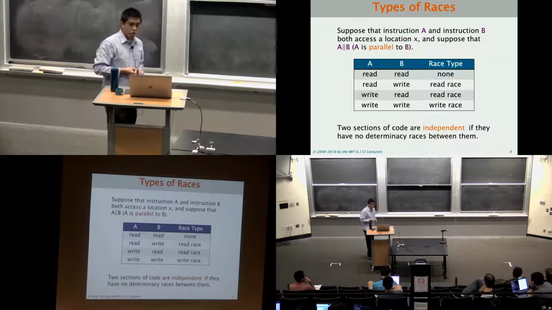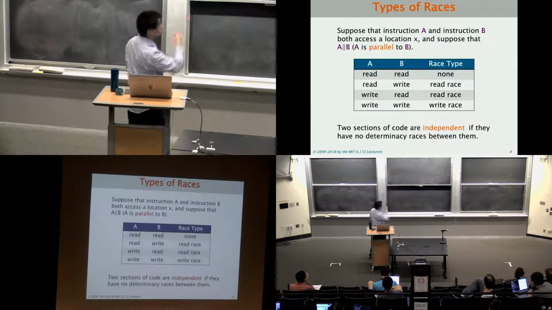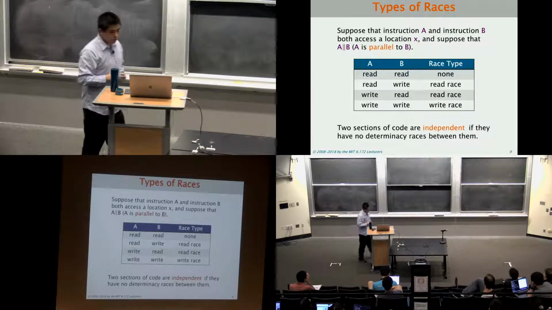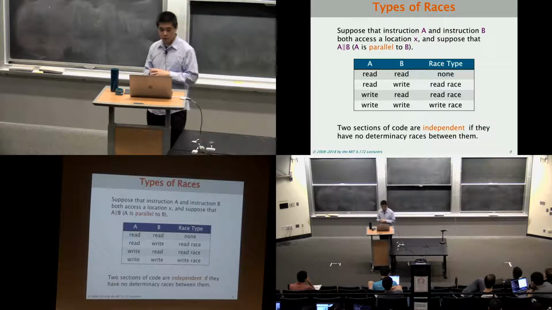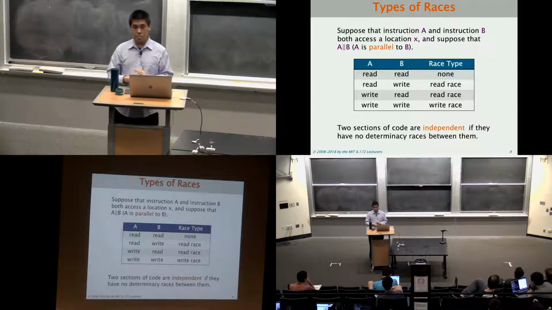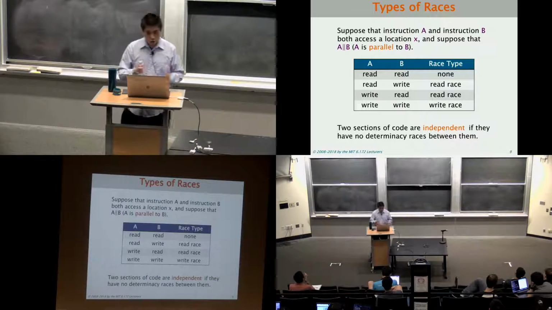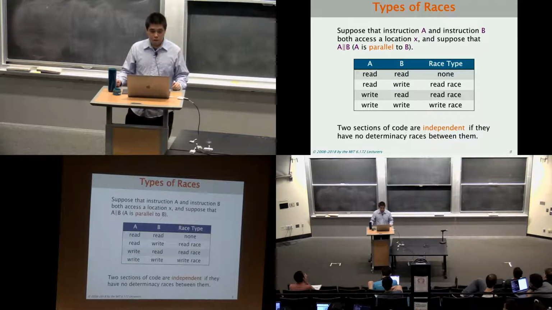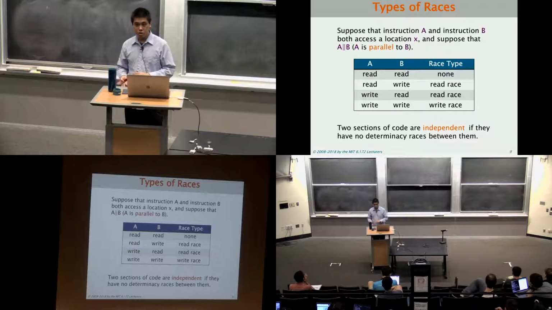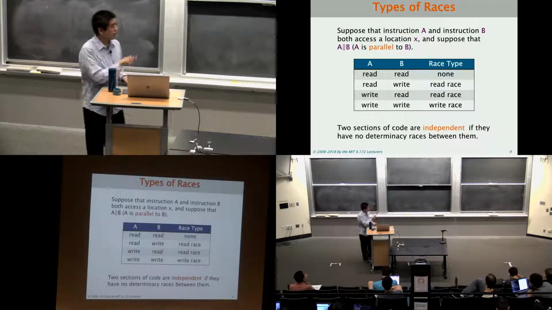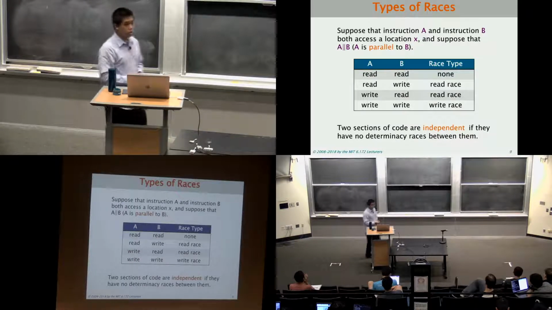Okay, so there are two different types of determinacy races, and they're shown in this table here. Let's suppose that instruction A and instruction B both access some location X, and suppose A is parallel to B, so both of the instructions can execute in parallel. If A and B are just reading that location, then that's fine. You don't actually have a race here. But if one of the two instructions is writing to that location, whereas the other one is reading that location, then you have what's called a read race.